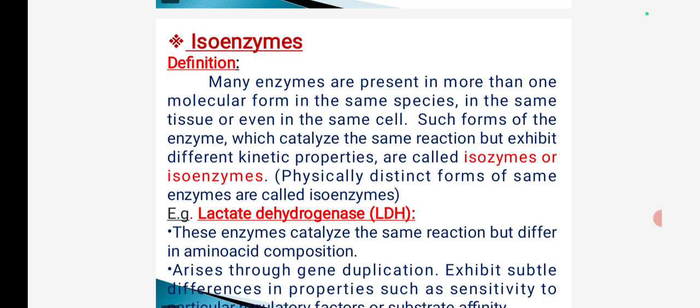Next, isoenzymes. Isoenzymes definition: many enzymes are present in more than one molecular form in the same species, in the same tissue, even the same cell. Such forms of enzymes which catalyze the same reaction but exhibit different kinetic properties are called isoenzymes. Physically distinct forms of the same enzyme are also called isoenzymes.